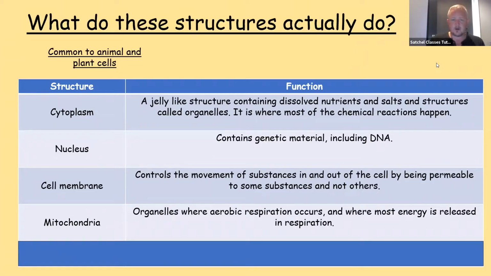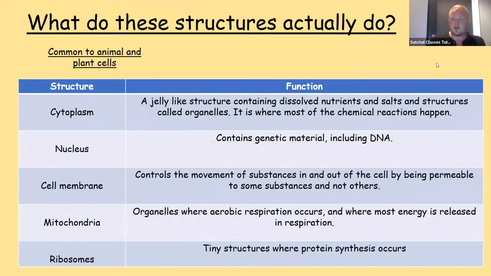Mitochondria. Organelles where respiration occurs and where most energy is released in respiration. This is where the glucose and oxygen is combined to release energy, and carbon dioxide and water is generated as a waste product. Ribosomes. These are tiny structures in plants and animal cells where protein synthesis occurs. This is taking amino acids and combining them to make long-chain amino acids, which then are used to make proteins.